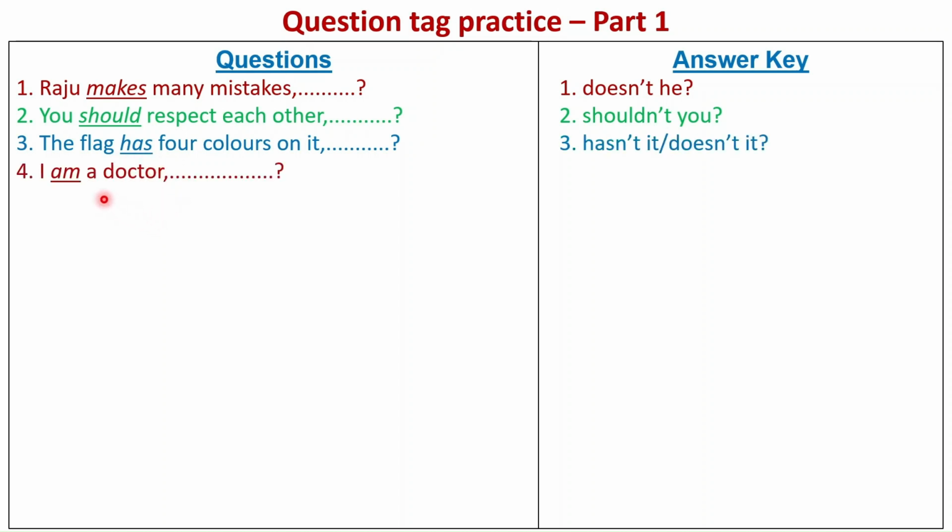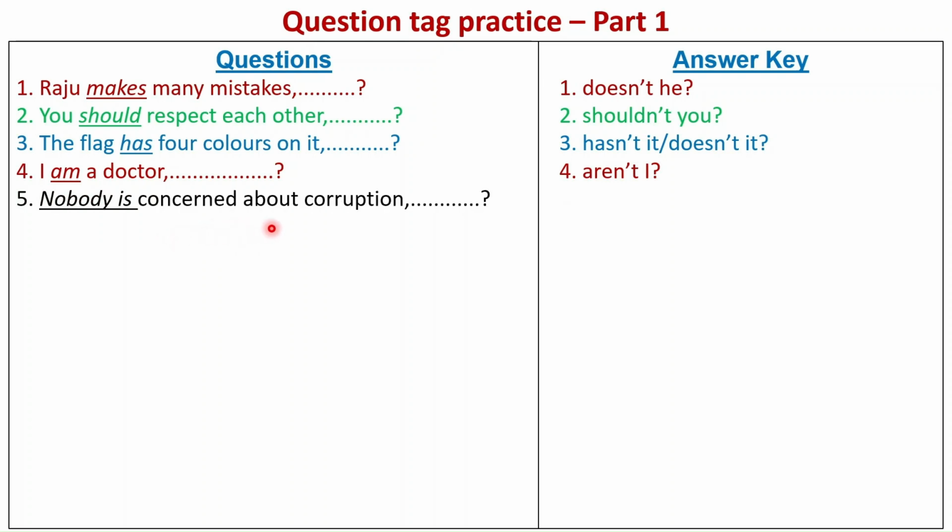I am a doctor. Am. If there is am, we have to use aren't in question tag because amn't is not possible. Aren't I? Nobody is concerned about corruption. Nobody is. This is indefinite pronoun. Therefore, we have to use they in question tag, and we have to change verb as well to make proper subject verb agreement. Are they?